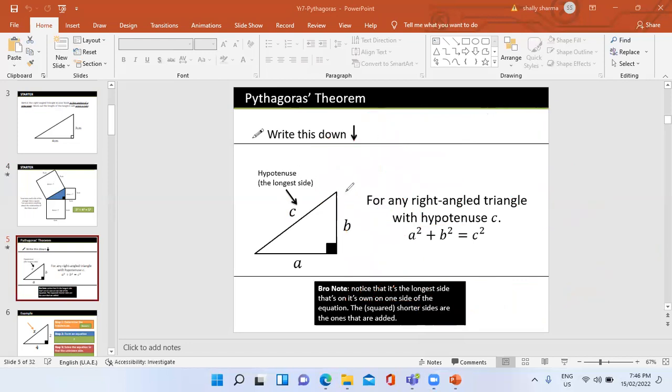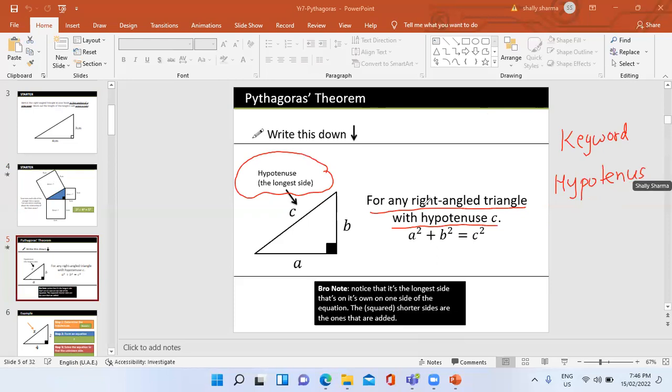Okay. Now we are generalizing this theorem. First, I explained how to form this theorem and what are the basics of this theorem. Now, what Pythagoras theorem says is that for any right-angled triangle with hypotenuse C. Now, what is the meaning of this hypotenuse? Hypotenuse is the longest side. So this is a key word here. Hypotenuse is the longest side of the right angled triangle, and it is always opposite to the right angle, this one. Okay, and let's say the two other sides are A and B in general.